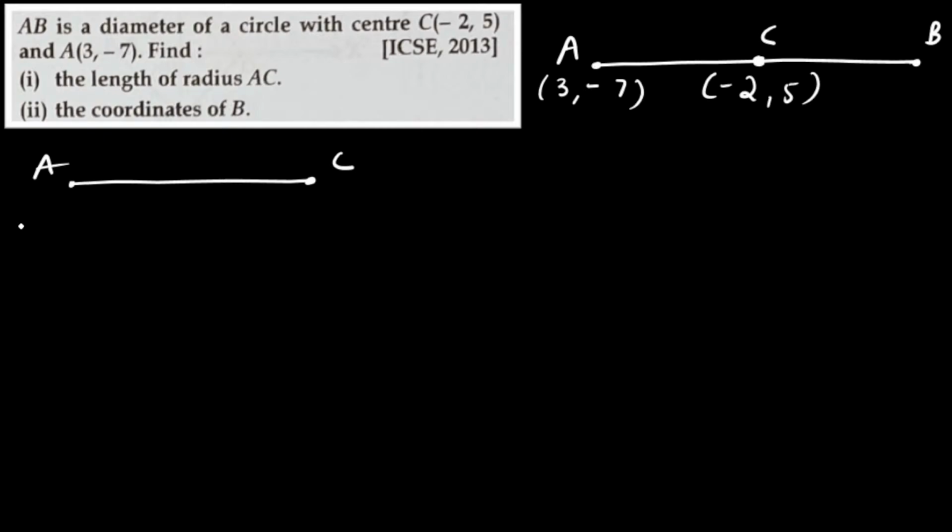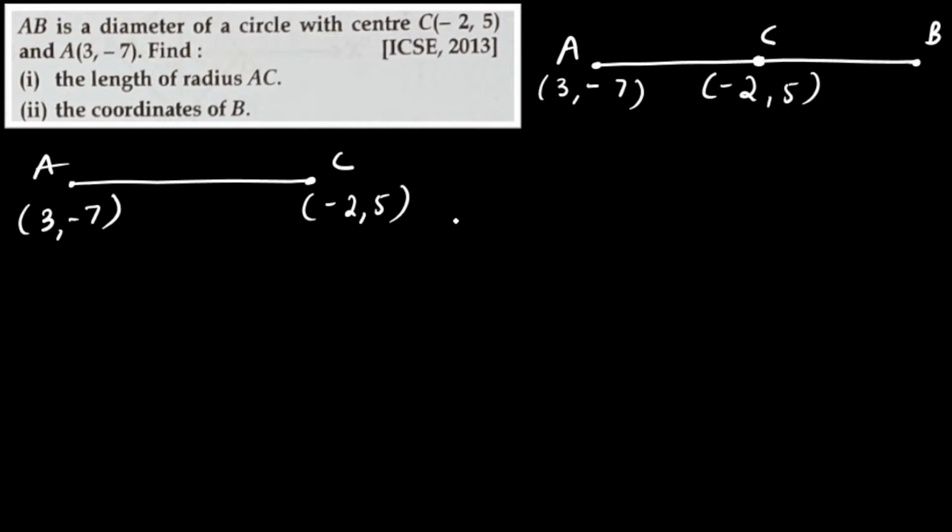So I'll write the coordinates. The center's coordinates are given to us: -2, 5. A's coordinates are given to us: 3, -7. Find the length of the radius AC. So first of all, we have to find the length of AC. That means we only have to consider this part AC. So this is A, this is C. A's coordinates are 3, -7 and C's coordinates are -2, 5. So its length we have to find.